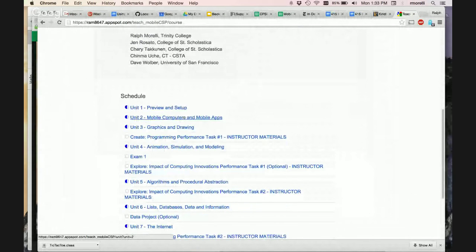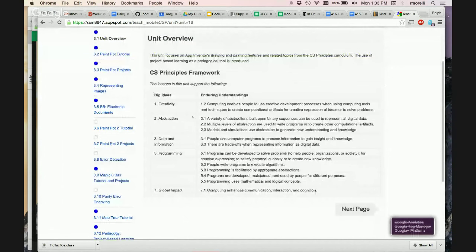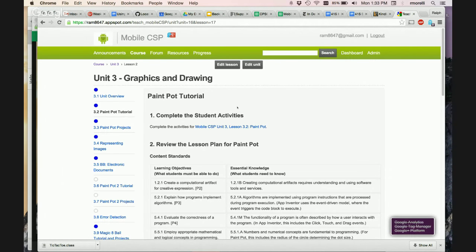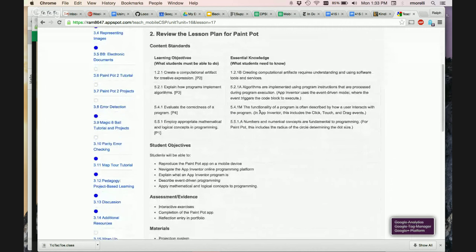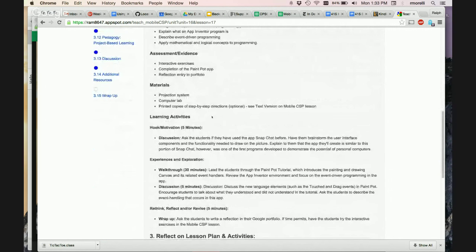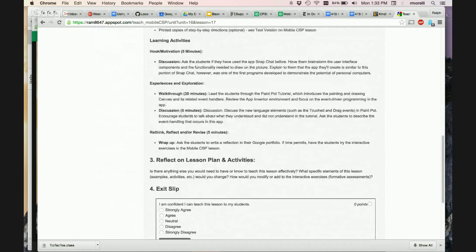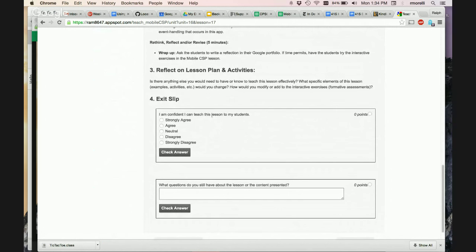Let's take a quick look at one of the units, say Unit 3. Each of the units is divided out into lessons, just like the students would see on their own side. But when you look at a page, say, for example, the paint pot tutorial, the teachers are going to get the materials that they need in order to teach it effectively in the classroom. It includes the lesson plan, starting with aligning with the standards for the College Board's curriculum, so the learning objectives, essential knowledge statements, and then standard things as part of a lesson plan, including assessment and evidence, the materials, and the listing of the activities that the teacher would do in the classroom, including time estimates. Depending on what the lesson is, there may be more or less information here, but it should follow the standard lesson plan format that many teachers are familiar with.